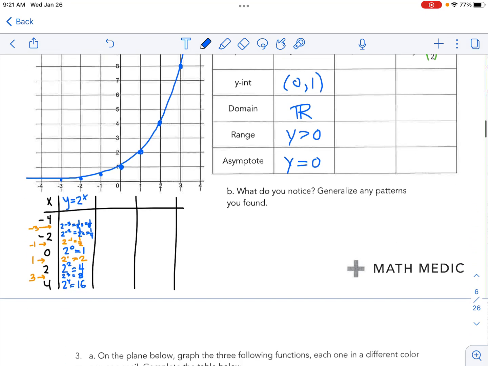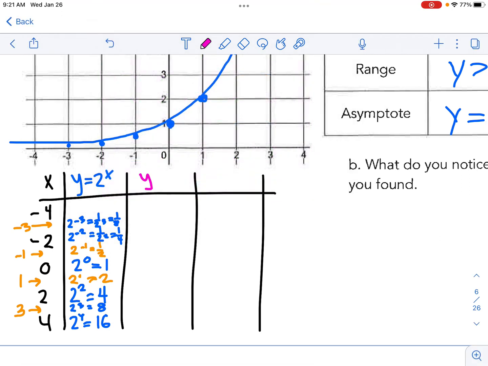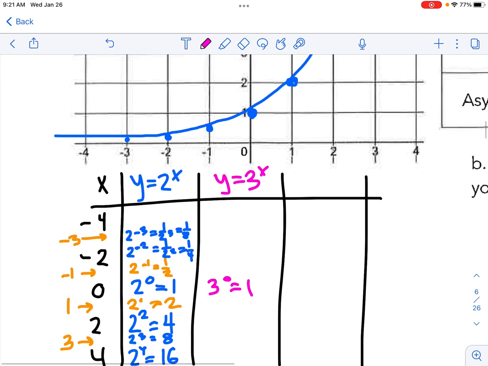And so let's look at a base 3. Let's look at changing the base. So we're going to look at a base 3. So we have y equals 3 to the x. And actually what I'm going to do, I think, is get rid of the -4 and the +4. That'd probably be a better idea. Okay, so let's start back at 0, though. 3 to the 0 equals 1. We're at that same intercept.